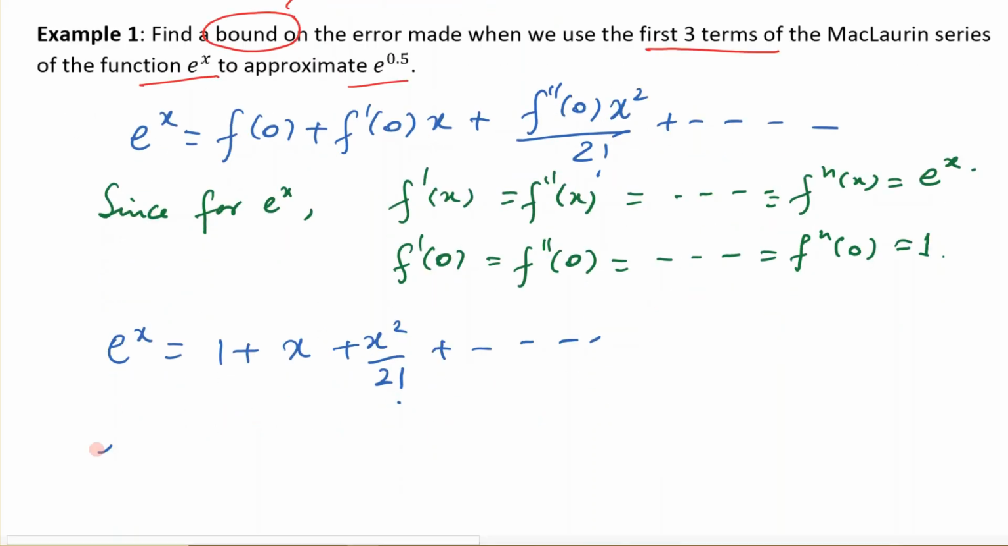And since I'm only writing the first three terms, after my third term I'm going to write plus or minus some error. Since I am stopping at the x squared term, I use E2(x). Let me remind you, when we were stopping after the nth term, we were writing En(x) when we discussed this concept.